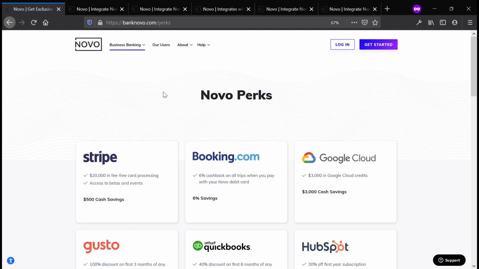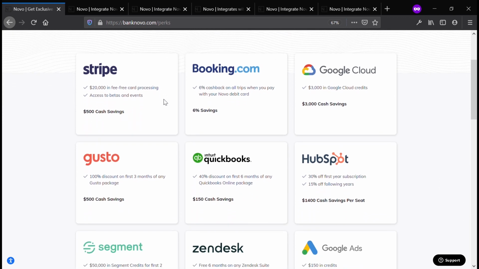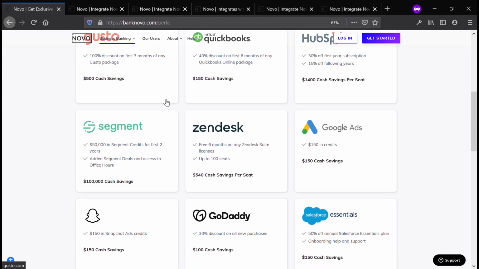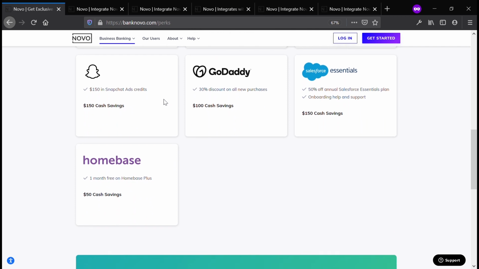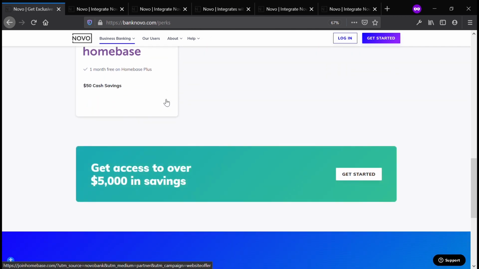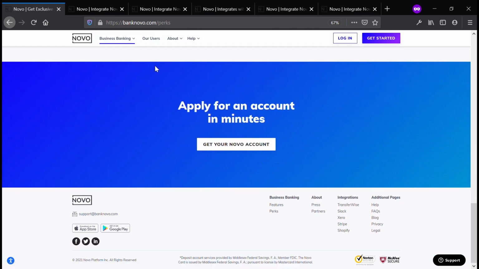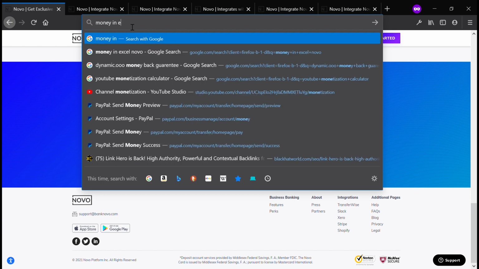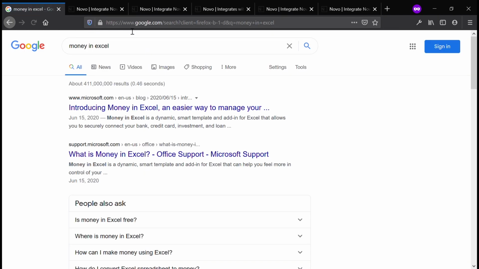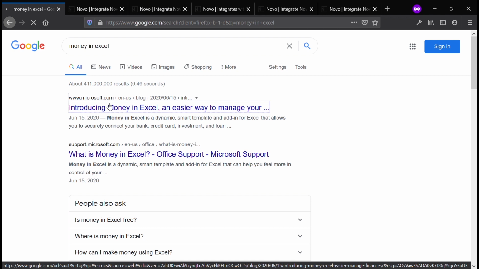First, we can track all of our income and spending. We can see how much money we made in the specific month that we're in. We can download this to a CSV. We can also export this to Money in Excel, which is the last thing I'm going to talk about, and we can integrate it with many popular platforms and tools out there.